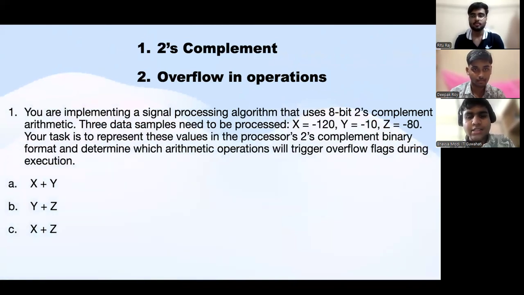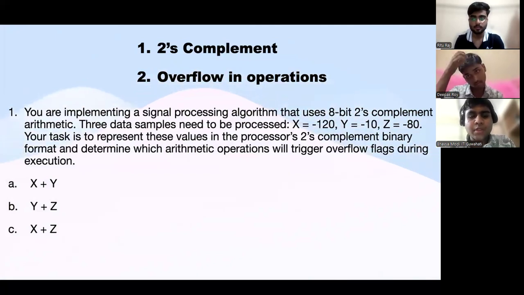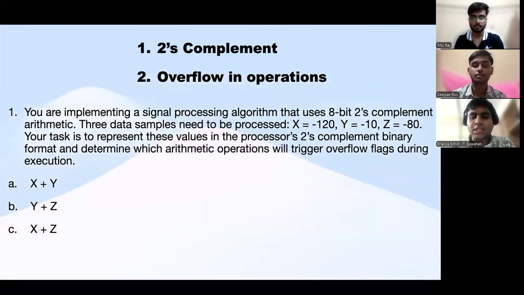You are implementing a signal processing algorithm that uses 8-bit 2's complement arithmetic. So we are going to convert the decimal numbers into binary numbers in 8 bits and the binary number will be in its 2's complement form. Three data samples need to be processed. X is equal to minus 120, Y is equal to minus 10, Z is equal to minus 80. Your task is to represent these values in the processor's 2's complement binary format and determine which arithmetic operations will trigger overflow flags during execution.